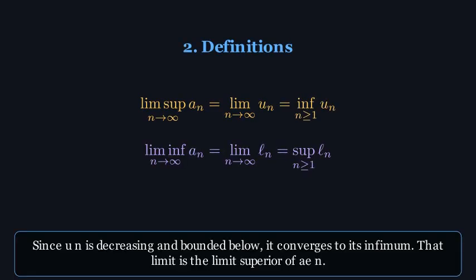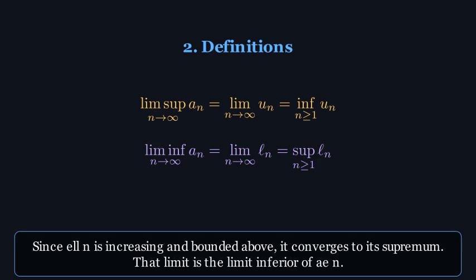Since un is decreasing and bounded below, it converges to its infimum. That limit is the limit superior of an. Since ln is increasing and bounded above, it converges to its supremum. That limit is the limit inferior of an.